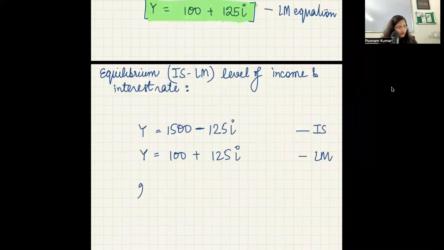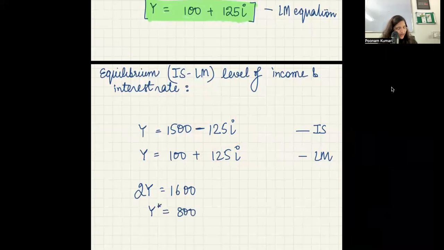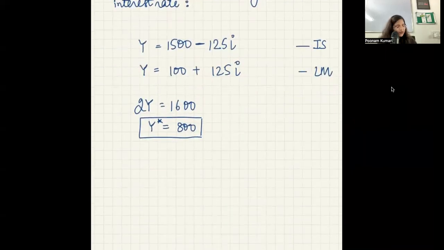अगर आप इसको add करोगे तो क्या मिलता है? 2y equals to 1600, and then this is 125 negative, this is 125 positive, so they get cancelled. So हमारे पास यहाँ पे y की value क्या आ जाती है? 800. So I'll just write it as y star. Y star meaning the equilibrium level of income. So y becomes 800. That is one thing.